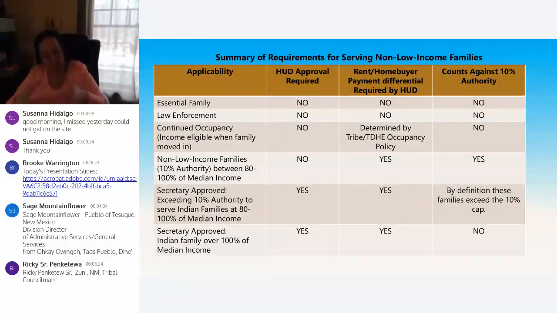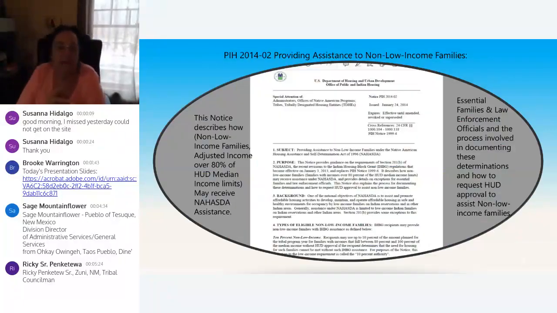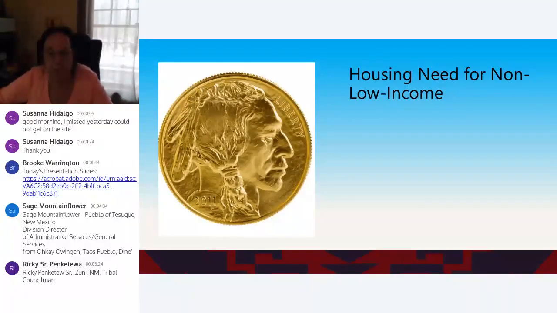And then anybody that's over 100%, you have to get HUD approval before you help them. You do need HUD approval. You do need to charge them differently, but for some reason, they don't count against that 10% cap. I guess because the cap's from 80 to 100. If they're over 100, they could do that. So the guidance, anything to do with helping non-low income people or essential or law enforcement, you got 10% authority. That's all found in that guidance 2014-02, providing assistance to non-low income families. And that is in your reference materials.